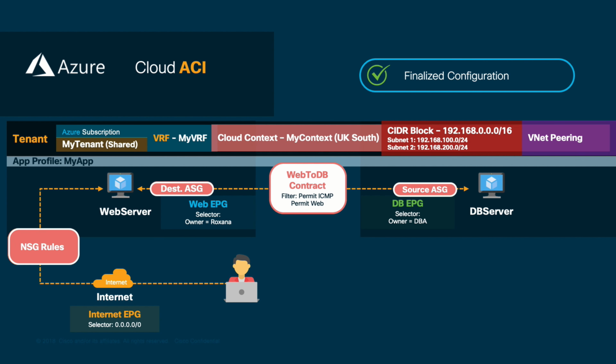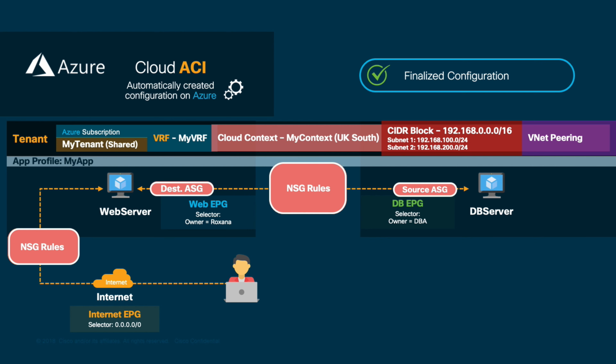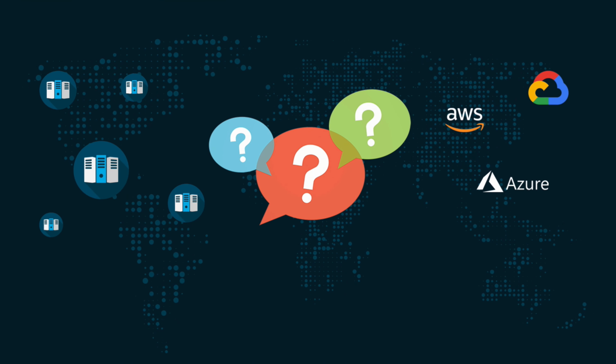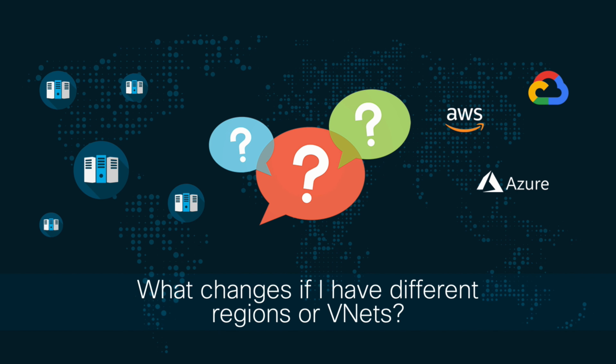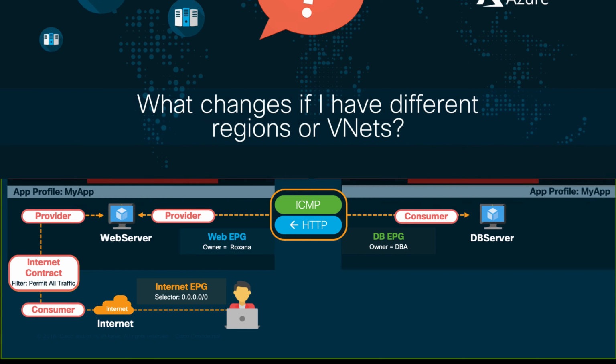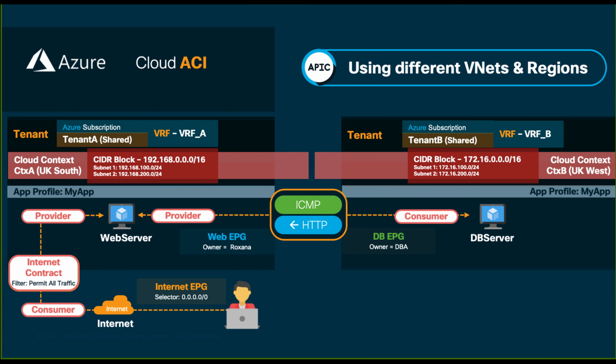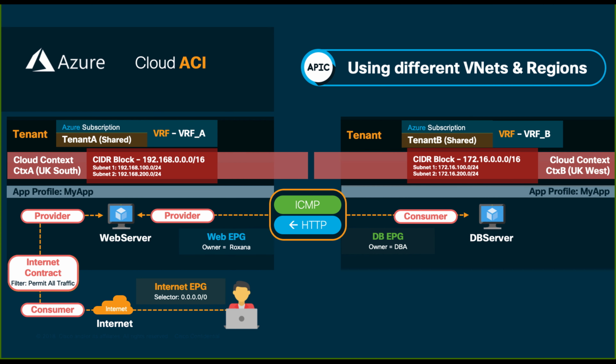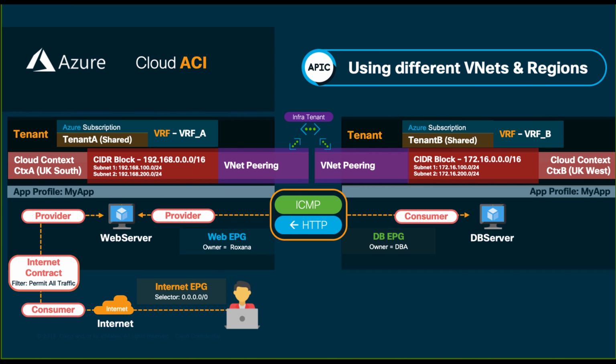Now, our objective has been met for a single tenant and VNet. However, you might be wondering, what changes if I have to communicate multiple tenants, regions, or VNets? Well, the great news is that it all stays pretty much the same. You just have to account for different CIDR blocks and subnets for each VRF or tenant and define contracts that have a tenant or global scope depending on your need.